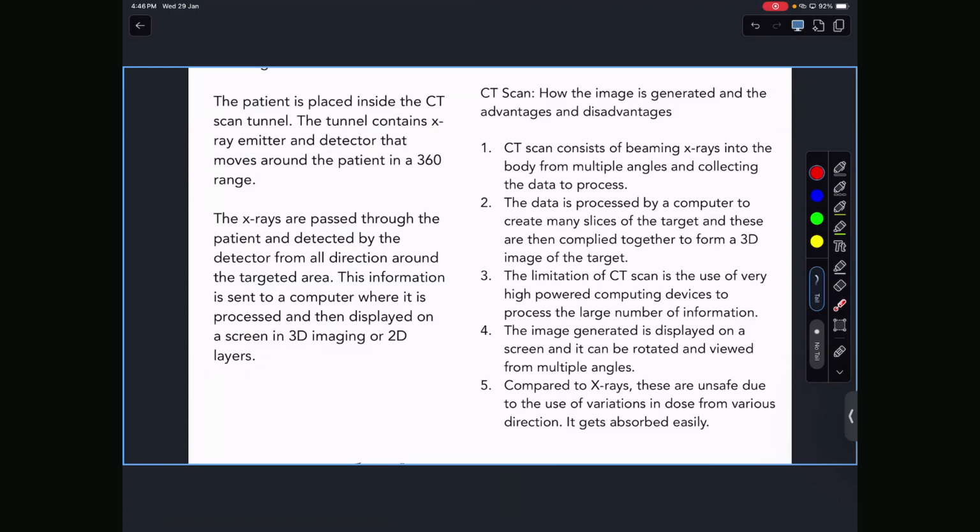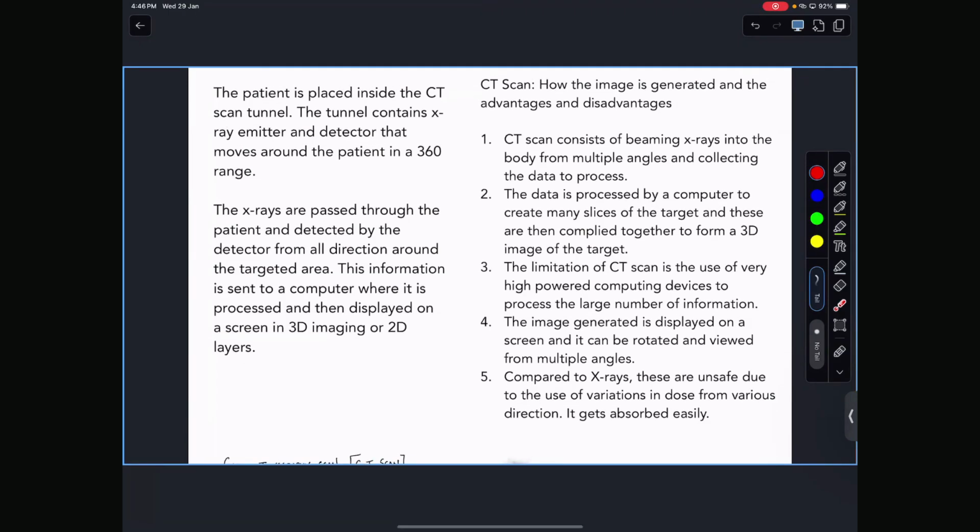What are the advantages and disadvantages? CT consists of beaming X-rays into the body at multiple angles and collecting data. The data is processed by a computer to create many slices, which are compiled together. The limitation of a CT scan is that it uses very high computing devices, so you can't just do it anytime. It requires high computing power. The image generated is displayed on a screen and can be rotated and viewed. Compared to X-rays, these are unsafe due to the variation of doses from various directions. It's absorbed easily because you want to pick up everything, right? So absorption is higher, and that's why it's a little harmful.